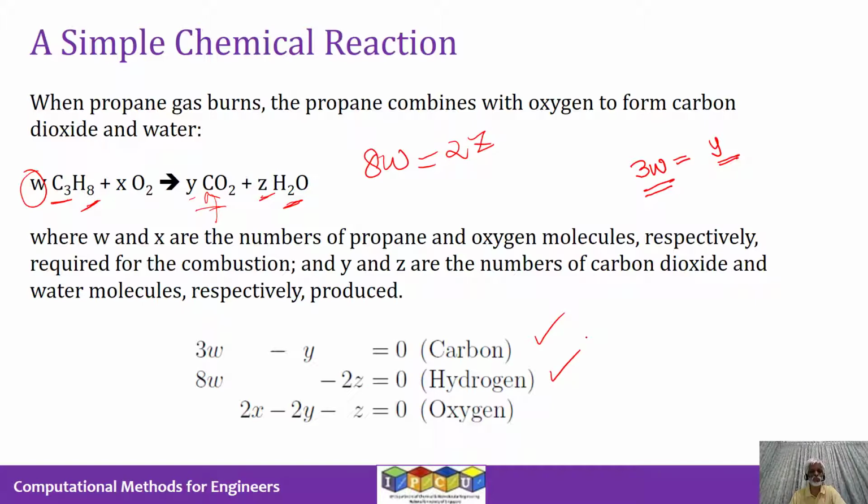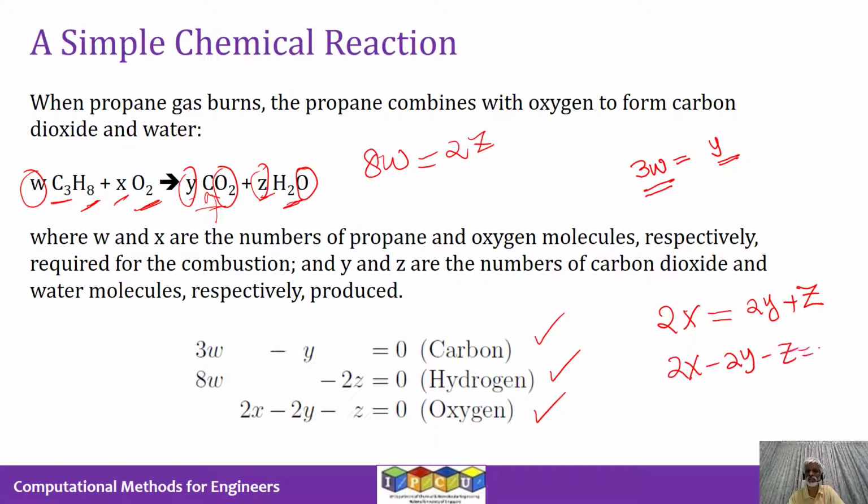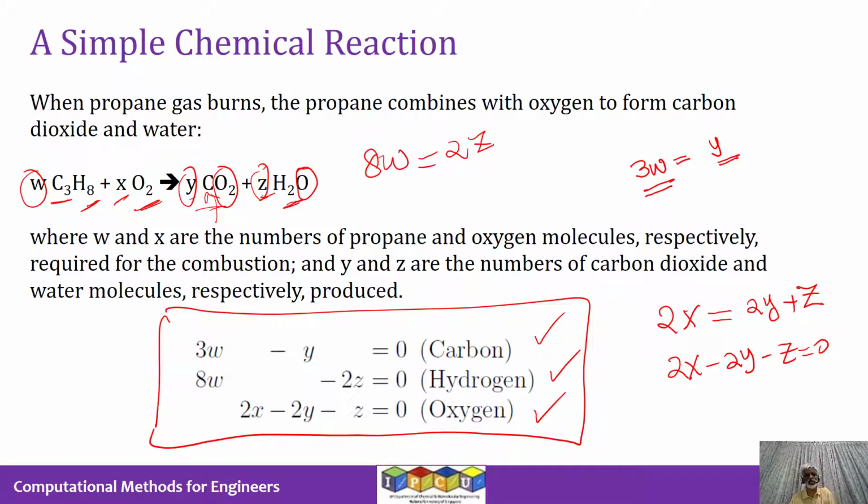When you write the balance for O, you have 2 times X on the left hand side. So on the left hand side we have 2X. On the right hand side, if you count the number of O's, you have 2 times Y plus Z times 1. So this is the O balance. So 2X is equal to 2Y plus Z, and therefore we can write 2X minus 2Y minus Z is equal to 0. So we have these three equations. And this is all we can get because we have balanced all the elemental species on the left hand side and the right hand side.